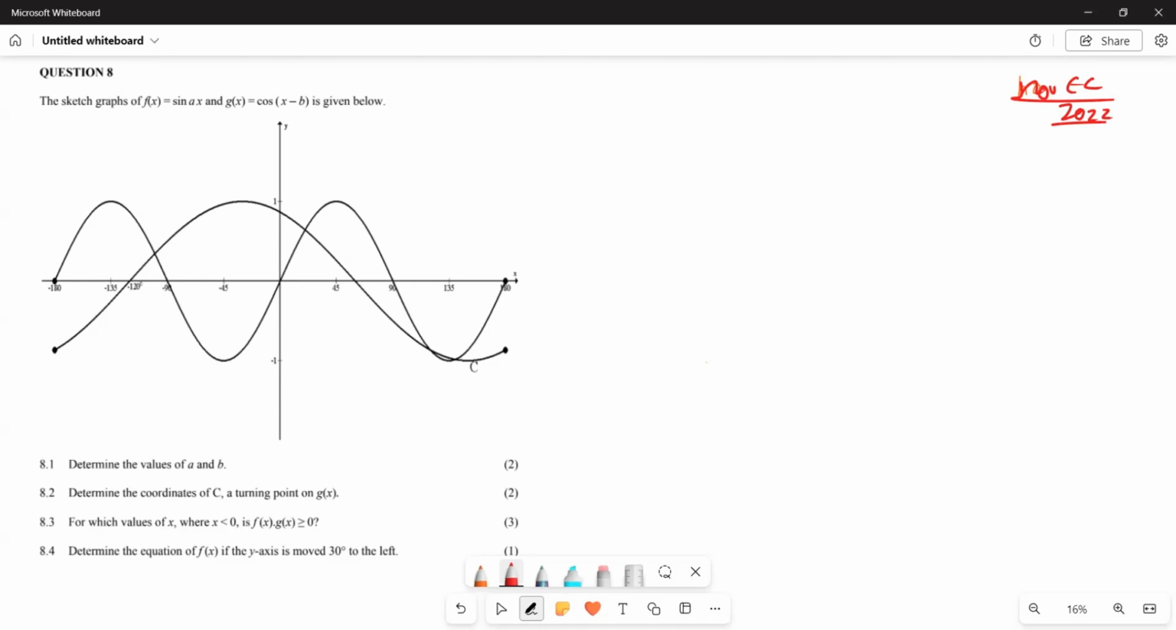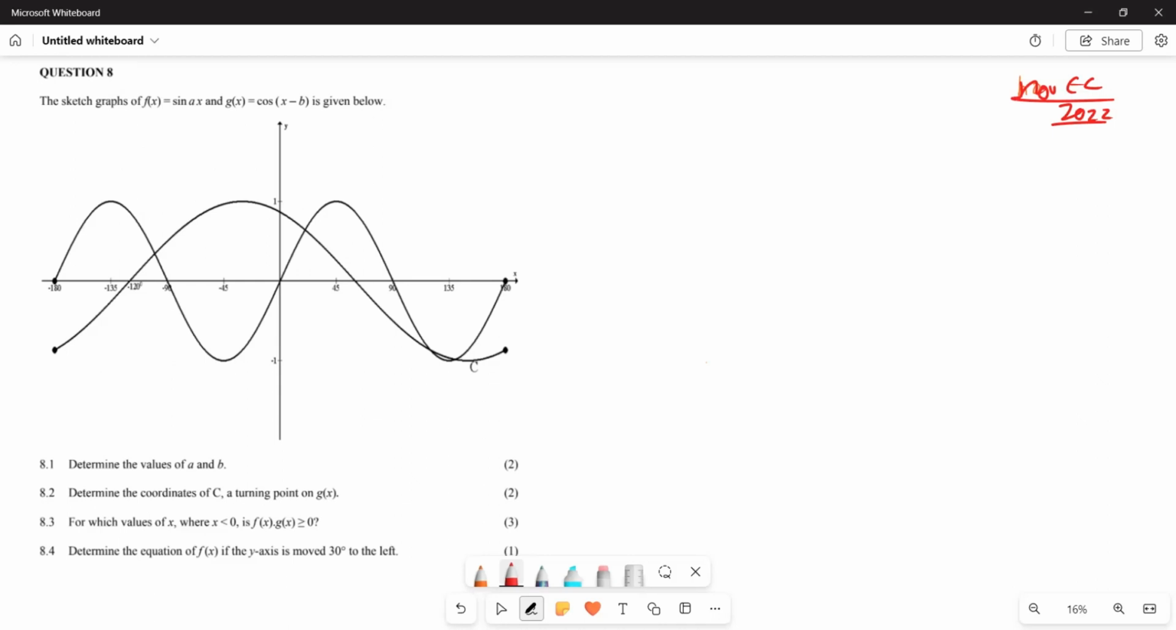Firstly, they say we are given the sketch of f(x) = sin(ax) and g(x) = cos(x - b), which is given, right? Now, the first question requires us to determine or find out what the values of a and b are, right? In order for us to find out the values of a and b, we are going to see.